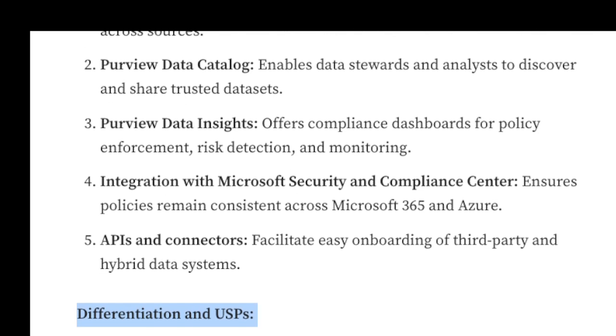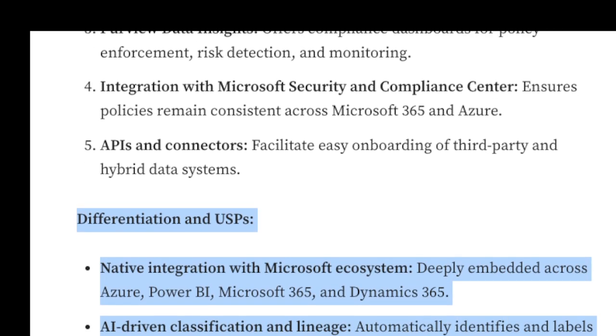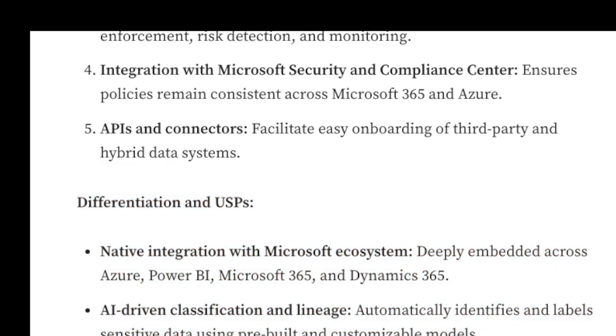So the USPs, what is the differentiation? Microsoft already had this system in place. When we talk about Power BI, Microsoft 365, these are already early entrants in the market. So we are left to just do the integration, and the rest of the parts are already in place.